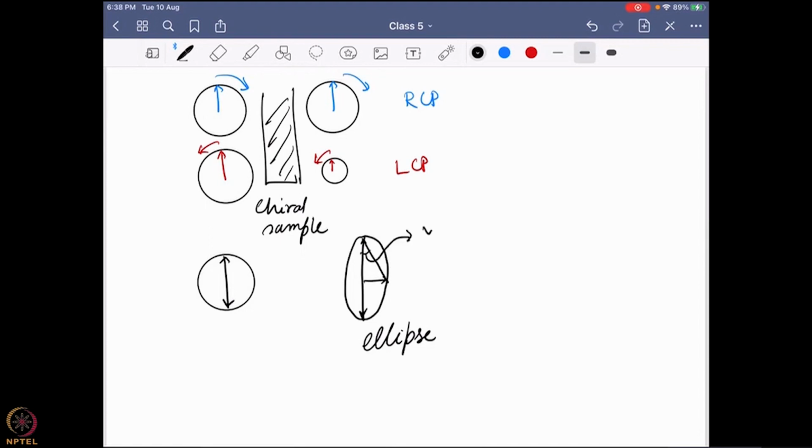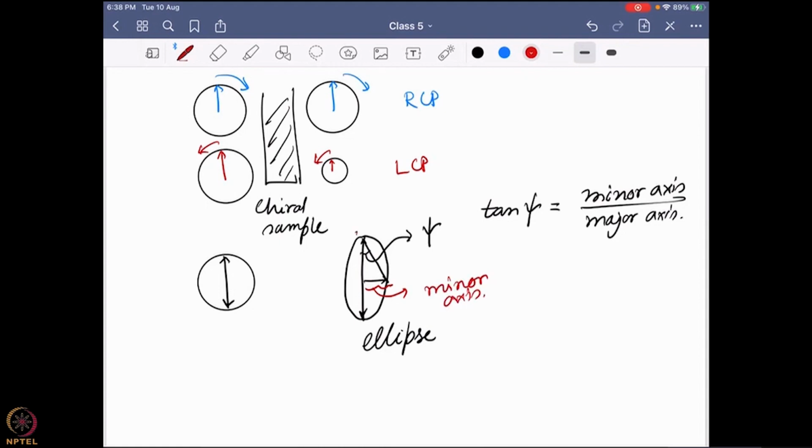Now for an ellipse over here, this particular angle, say it is chi, we can say the tan of the chi value is nothing but minor axis divided by major axis. It is taken from the trigonometry lessons we learned in the 12th standard. So not going into the details of that, but I'm just writing it. And the minor axis over here is this one, and the major axis is this one.